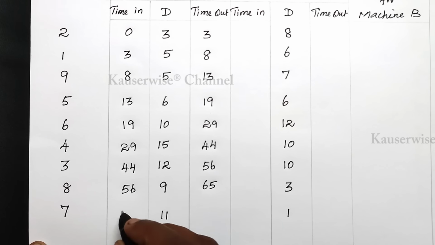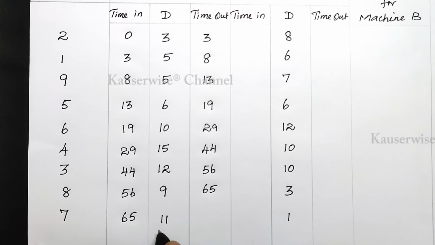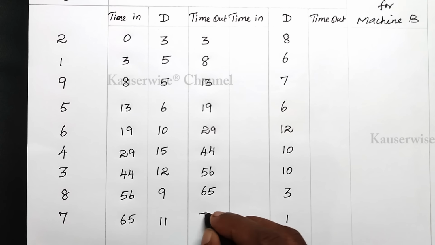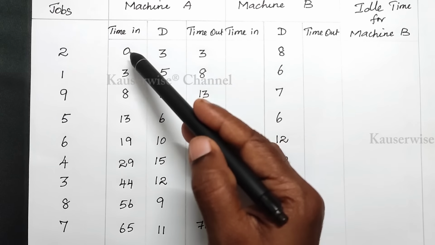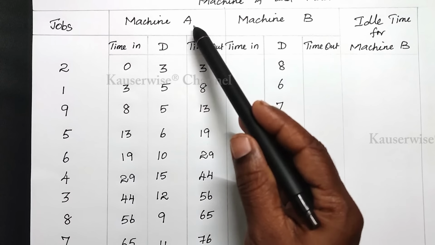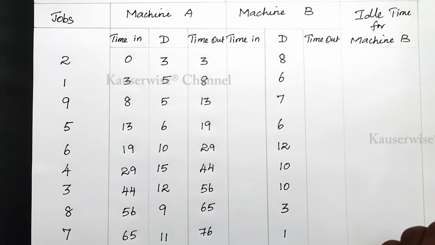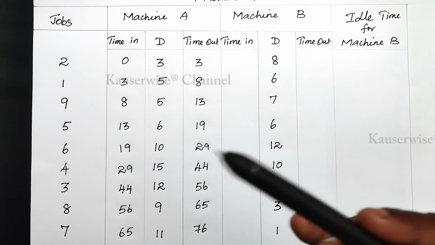Then in time is 65 plus 11, 76. This is the way to find the in time and out time for machine A according to this sequence. Now let us see the calculation for machine B.